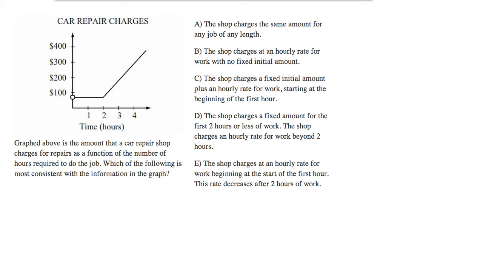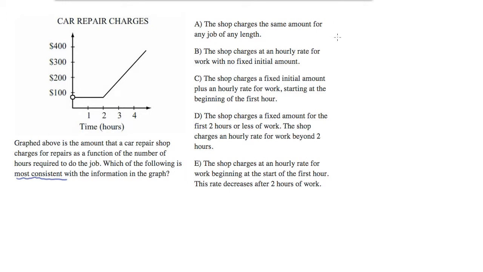This is the real-time rows, and we're trying to interpret a chart for car repair charges. And they've asked us which of the following is most consistent with the information in the graph. And the only recourse we have is to simply go through these one by one and see which one matches.